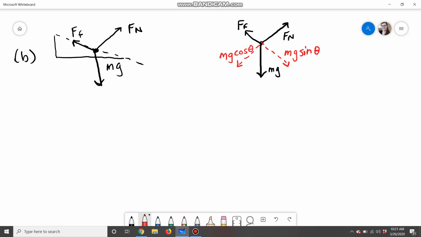Now we're going to go ahead and try to solve for mu. We are looking for mu, and that's the coefficient of static friction.